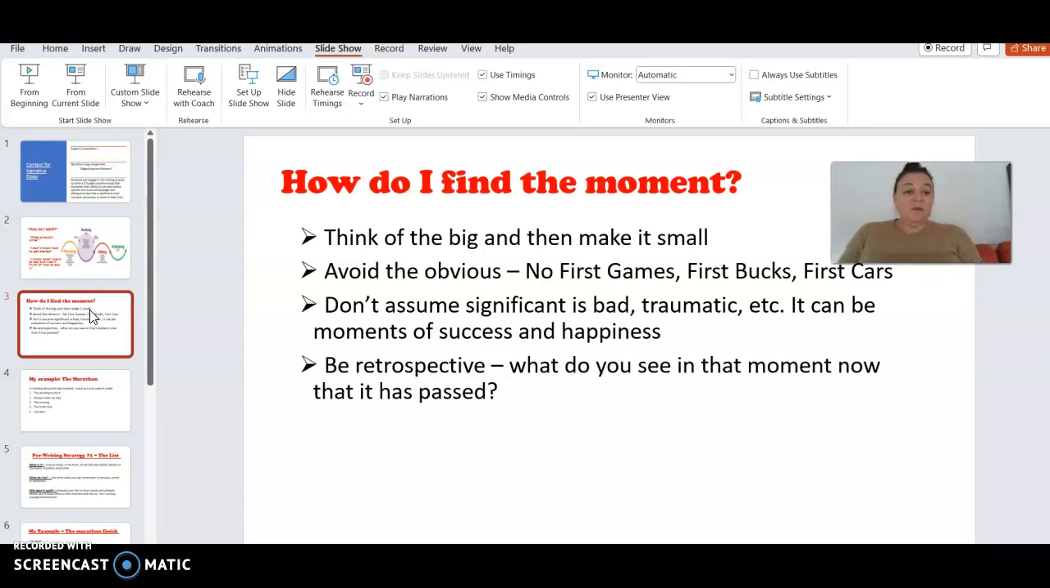And you don't have to assume that the moment has to be tragic or bad, right? It can be something that was of happiness. It could also be a moment of realization, right? It doesn't have to be a moment of fireworks and unicorns and ponies. It can be something that is very subtle, but really meant something, right? I think one of the easiest things to do is to be retrospective. In looking back on something, do you see something now that in the moment you didn't realize, right?